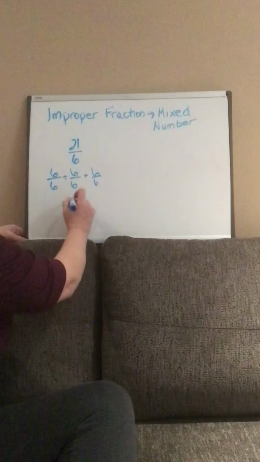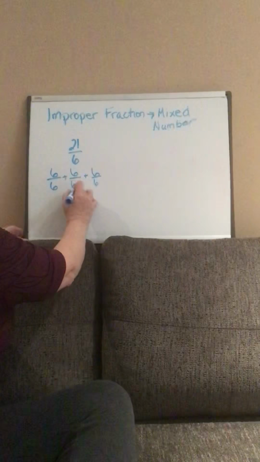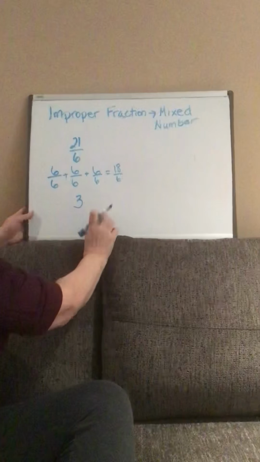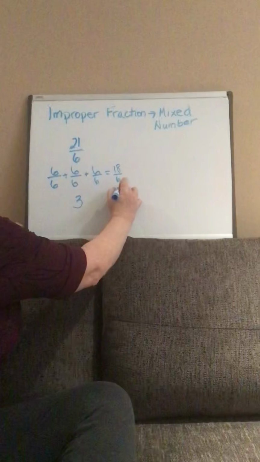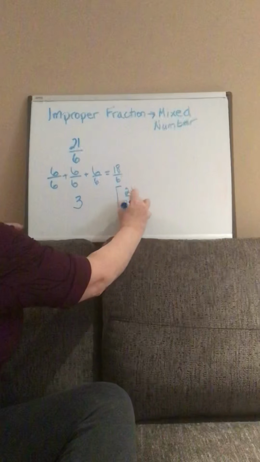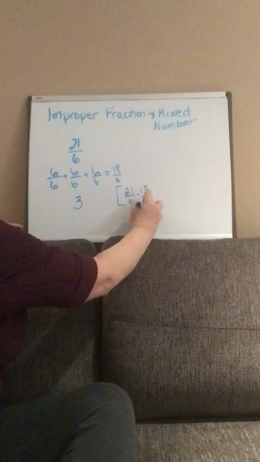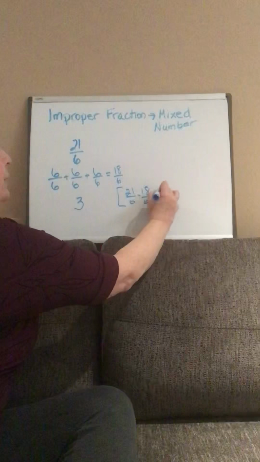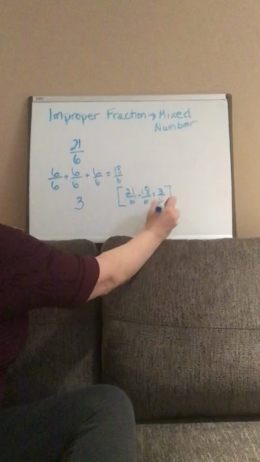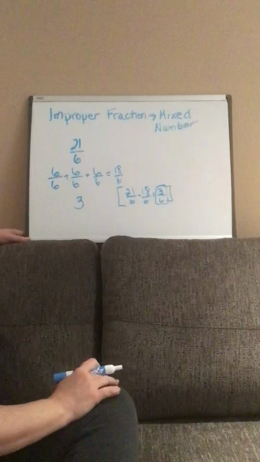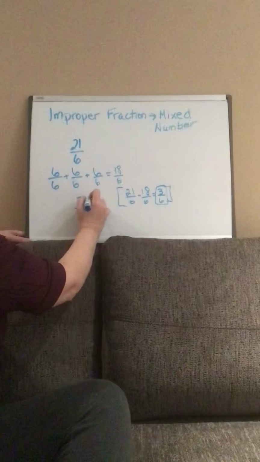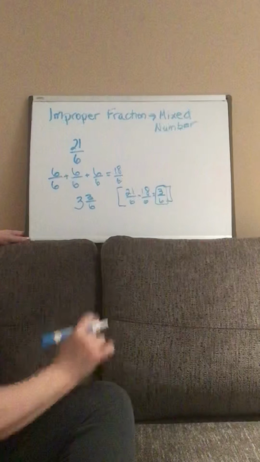So I'm going to write this as one whole, two wholes, three wholes. This equals 18 over 6. If I do that subtraction question now in a little sidebar, 21 over 6 subtract 18 over 6, I get 18, 19, 20, 21. I have 3 over 6. This is the part of the fraction that is the remainder. So I'm going to say 3 and 3/6.